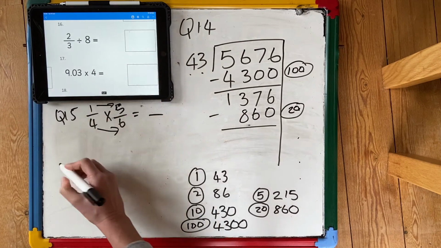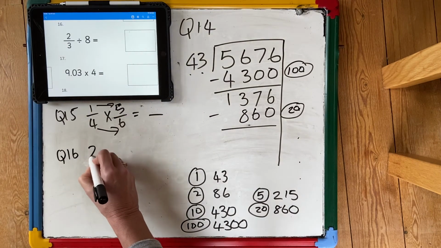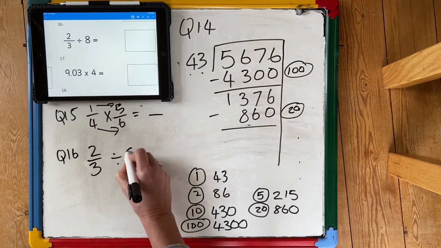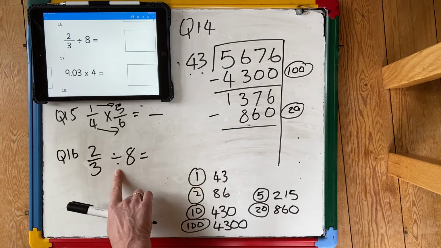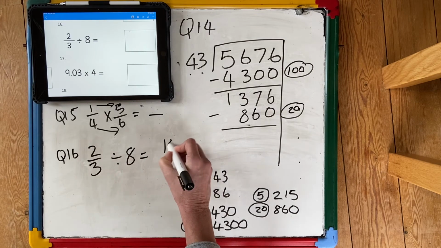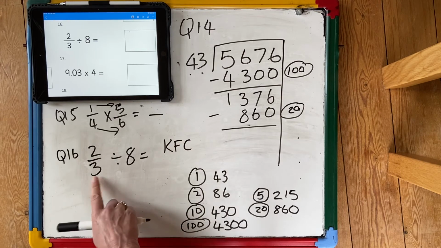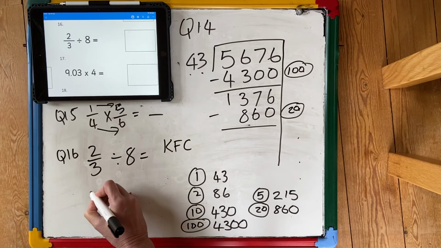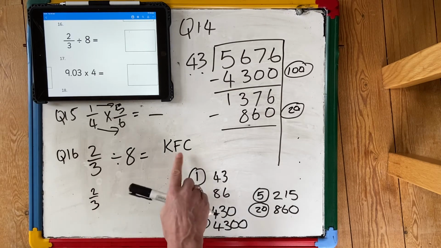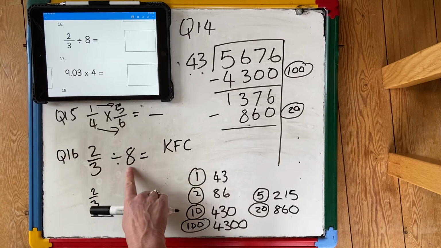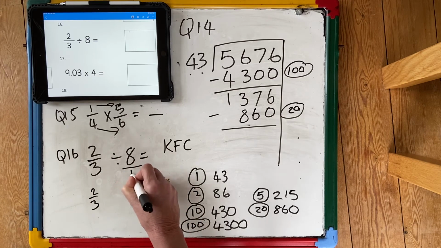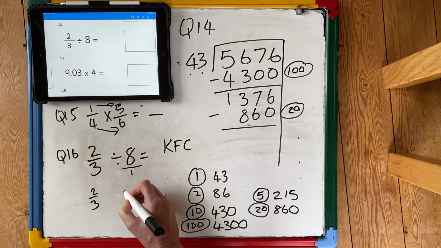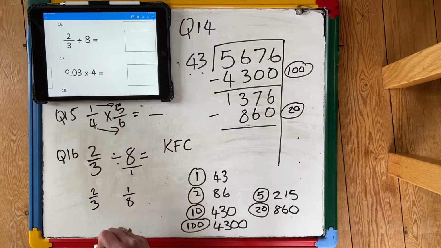Question 16. 2/3 divided by 8. Because we're dividing fractions, we have to do our KFC. So we keep the first fraction, 2/3. We flip the second fraction, so this 8 is 8/1. So we flip it over, so it's 1/8.